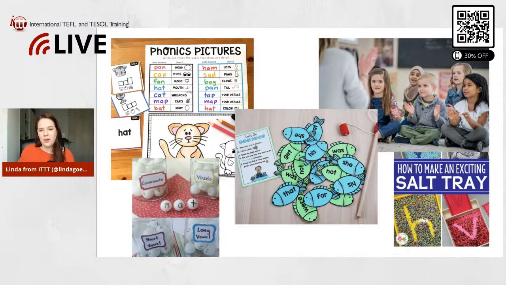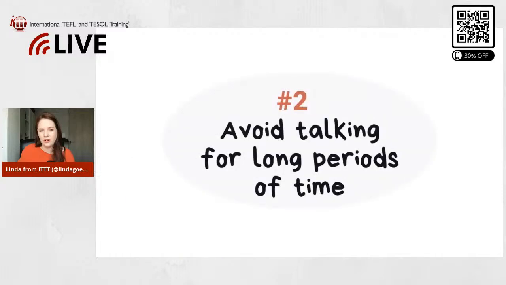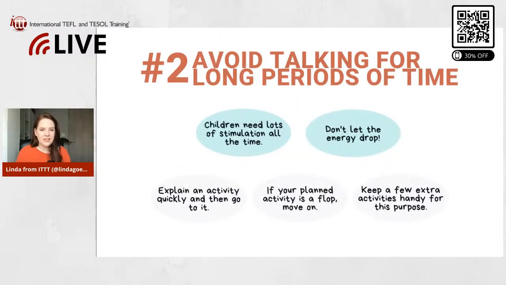Good. That was point number 1. Let's do number two. Number two is avoid talking for long periods of time. Children need lots of stimulation all the time. We just also covered that. Children have a lot of energy, and you can feel the energy in the room when you're teaching, and you don't want to let this energy drop at all costs.